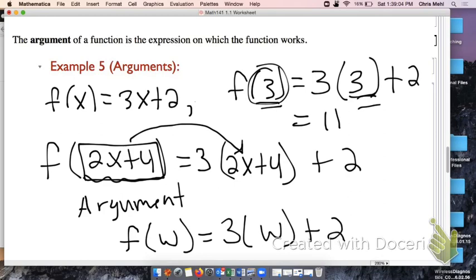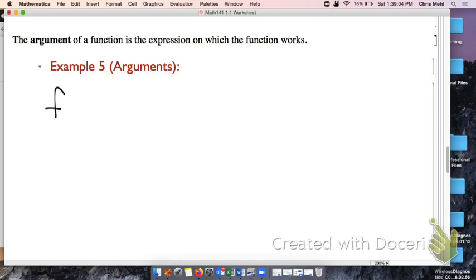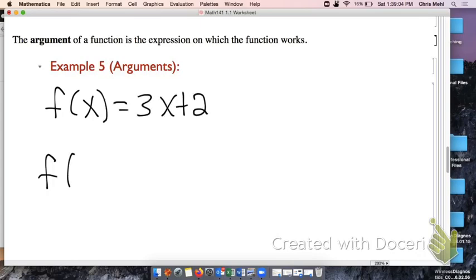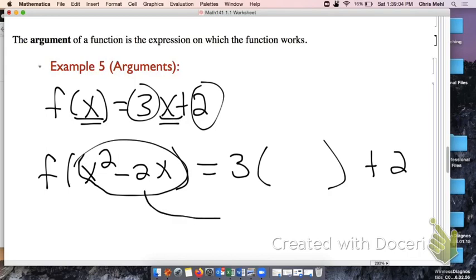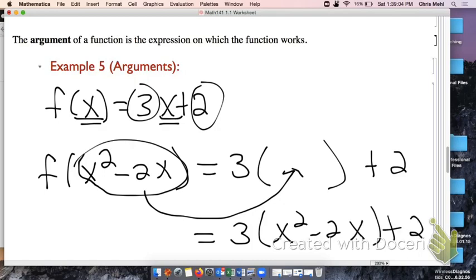Again, I'll do one more weird one. If f of x is 3x plus 2, I could even do a quadratic expression, x squared minus 2x. The idea is whatever the input is, that value gets multiplied by 3, and then I add 2. So it's 3 times the input plus 2, and then you're just going to take this whole x squared minus 2x and plug it in there. So it ends up being 3 times x squared minus 2x, plus 2.